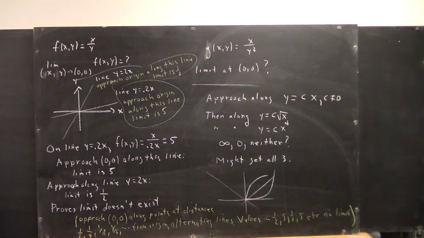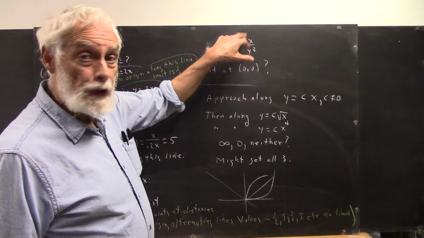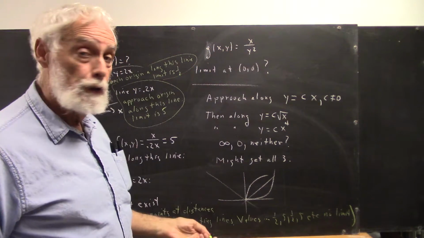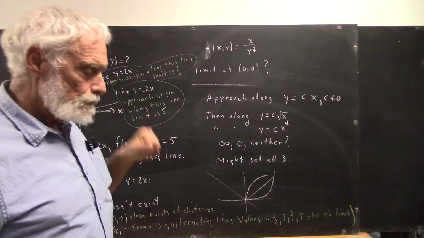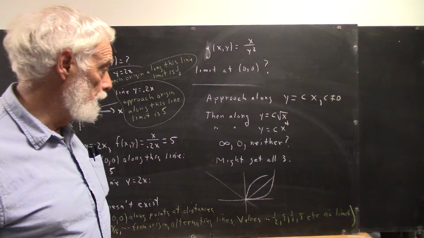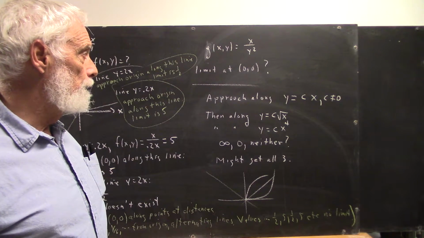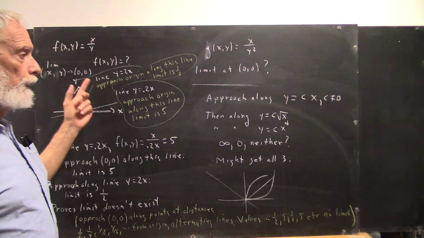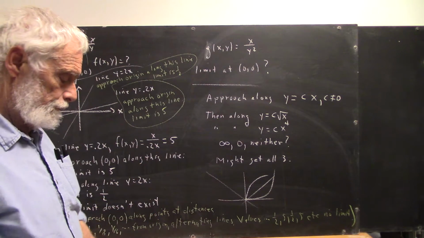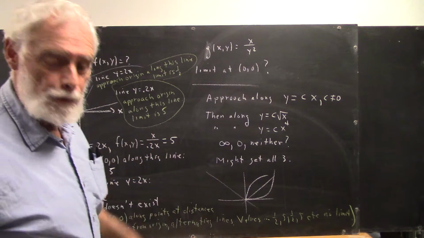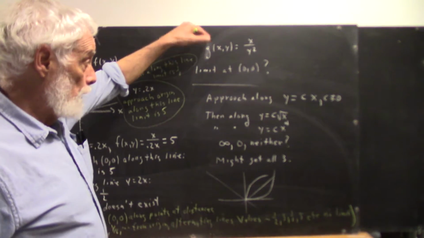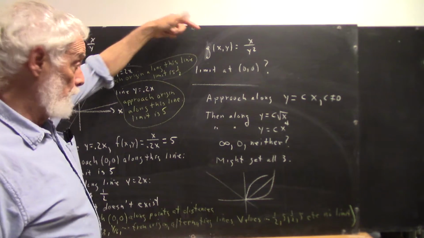Now, another question. What if we had g of x, y equals x over y squared? What strategy could we use to test whether this has a limit or not? And I'll give you a quick hint. The strategy of approaching along either of these lines isn't going to be very helpful. If we approach over either of these lines, we get an infinite limit. So, you can test that out. You might want to think about that.